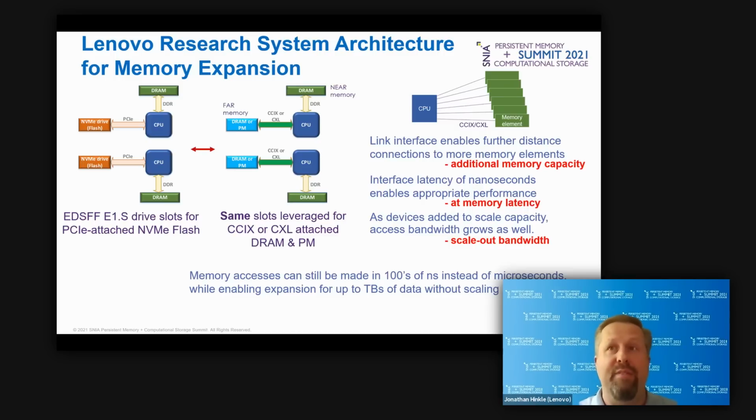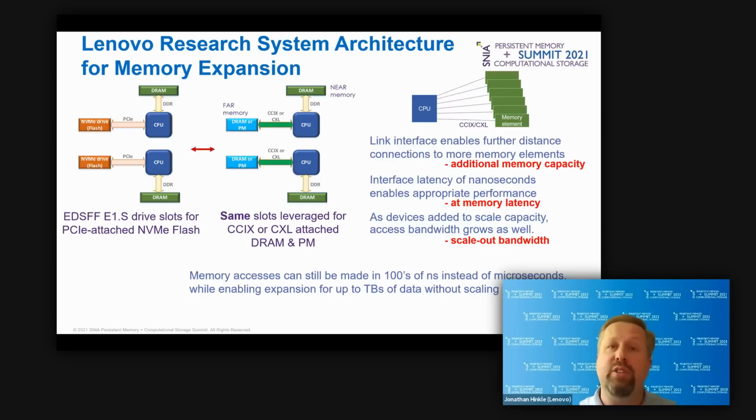Also, again, the interface is in nanoseconds of latency. So the performance that you're going to get is going to be more like memory and not like storage with microseconds. Also, we can just add more and more devices to scale the capacity. And we really want to scale capacity with bandwidth, because we can scale the data set, but we need to have the bandwidth to access that data set and scale that together. So we don't just strand capacity that's hard to actually get use out of.